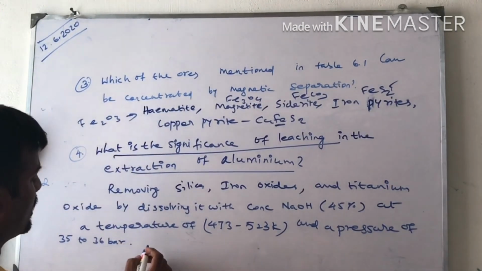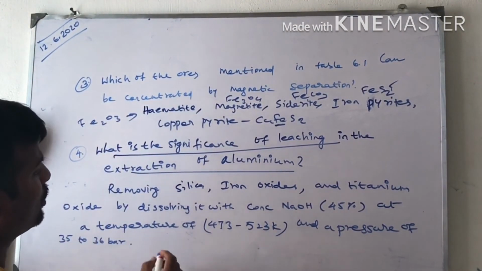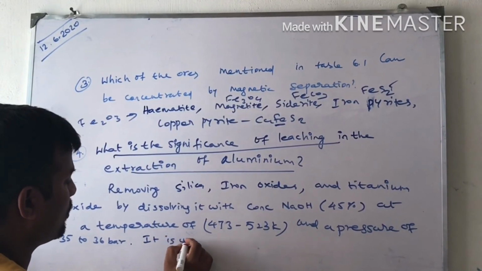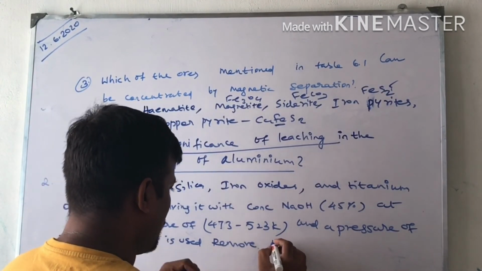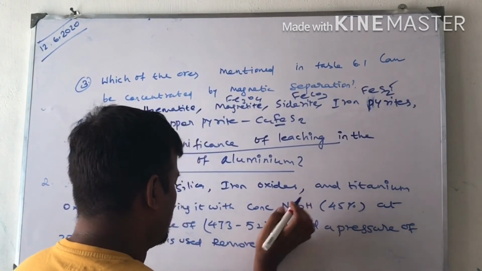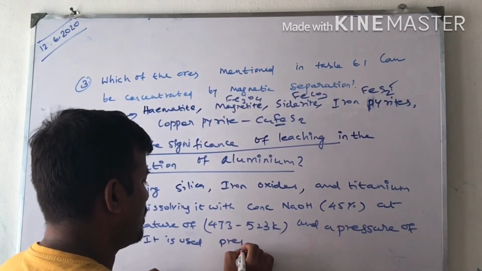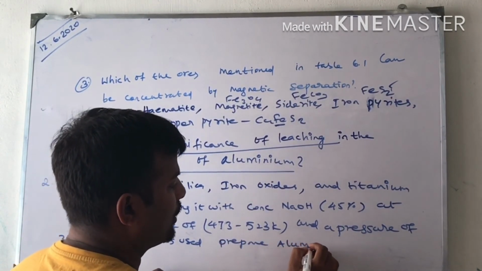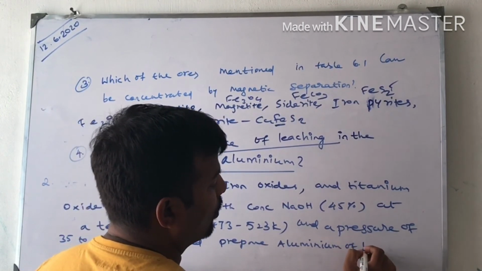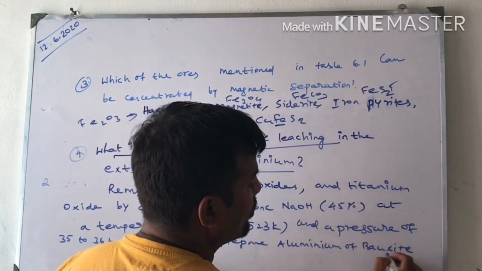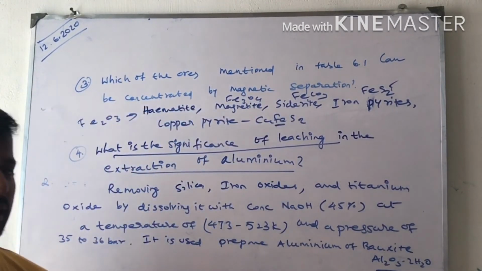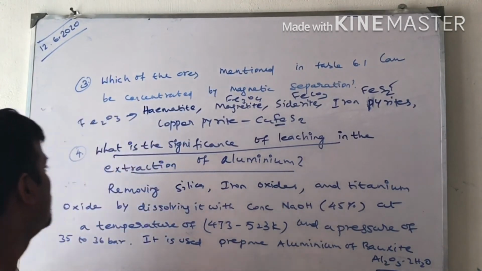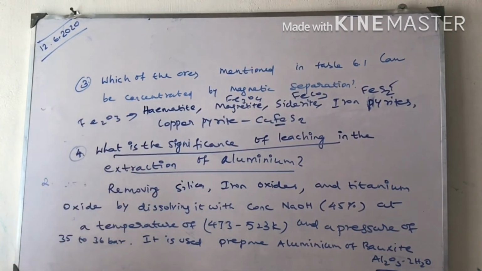Okay, this is the condition, and it is used to remove impurities of aluminum. It is used to prepare aluminium from bauxite ore, Al2O3.2H2O. This is the answer for the fourth question. They ask what is the significance of leaching in the extraction of alumina.